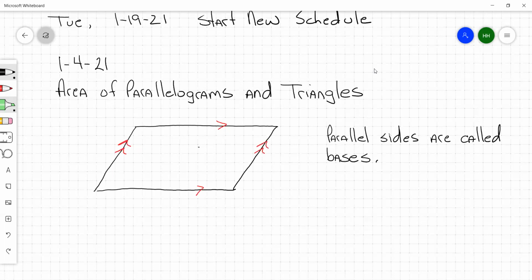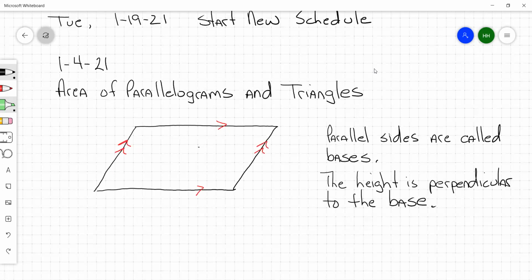What's important, the height is perpendicular to the base. The height is perpendicular to the base. In this case, if we drop this in right here, this dimension, and we say that that hash line is perpendicular to this base, then this is the height.